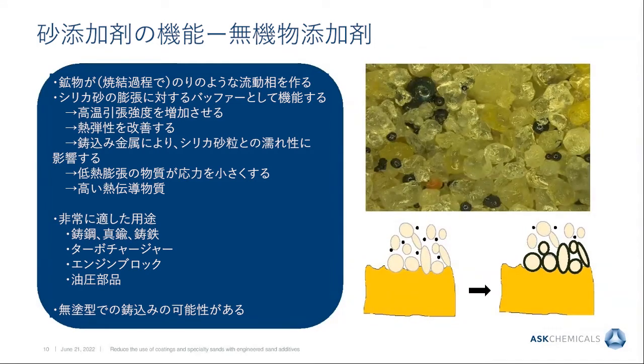Inorganic additives form a pasty transition phase or sintering phase, and these minerals act as a buffer against the silica expansion. They have increased hot tensile strength and improved thermal elasticity, and due to the non-wetting properties, the alloy cannot wet the silica sand, which makes very nice surfaces. And substances with lower expansion factors lead to less stress. And if there are substances inside with higher thermal conductivity, this leads to heat dissipation in the rim zone and thus also to stress reduction.